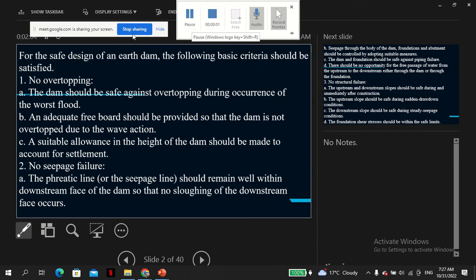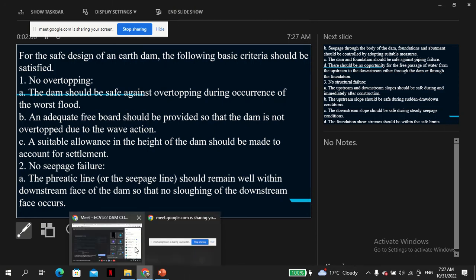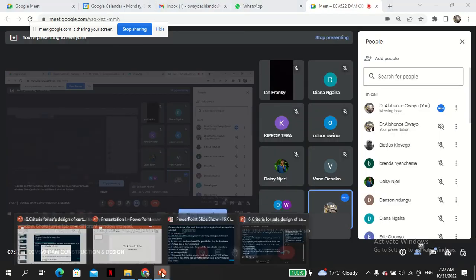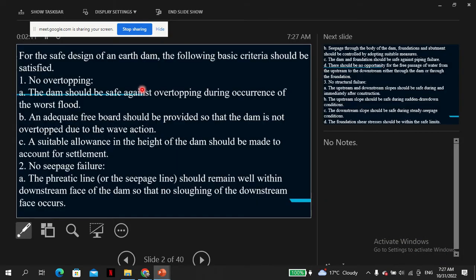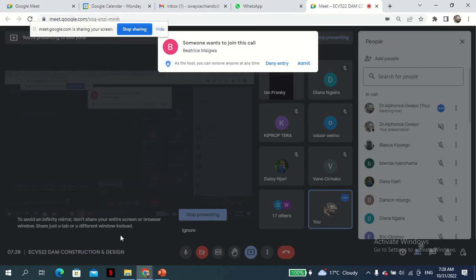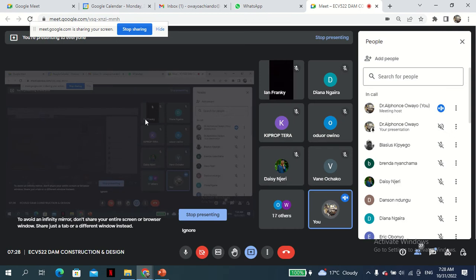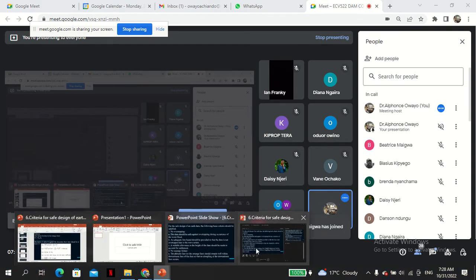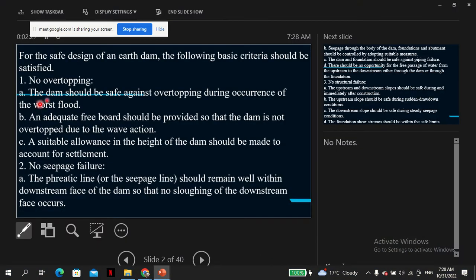Satisfied. One, there needs to be no overtopping. A dam should be safe against overtopping during the occurrence of the worst flood. This is why we provide a spillway. So, no overtopping, because if overtopping occurs, there will be erosion, and eventually you will not have a dam.